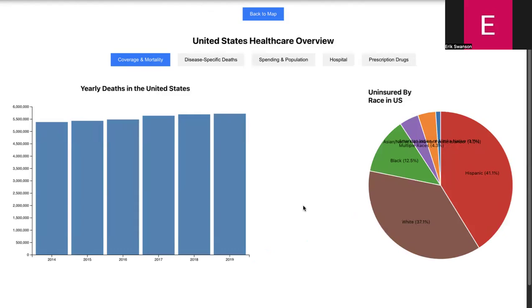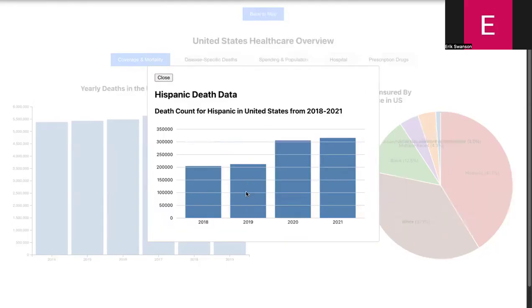You see here, you can see the yearly deaths in the United States and the uninsured by race in the United States. You see that the yearly deaths have increased every year from 2014 to 2019. We do not have data for 2020 and beyond, but you can see a stuttering trend with the number of deaths each year. You can see that in the United States, Hispanics have the highest rate of uninsured in the United States. And by clicking on it, you can see how many Hispanic people have died between 2018 and 2021, with over 300,000 dying in 2021 alone.